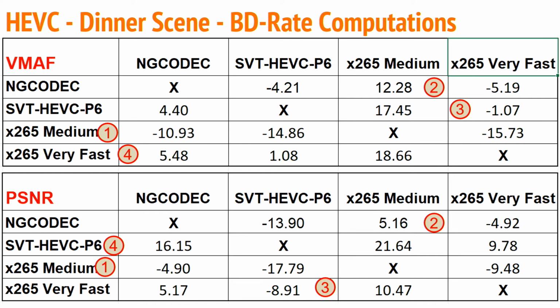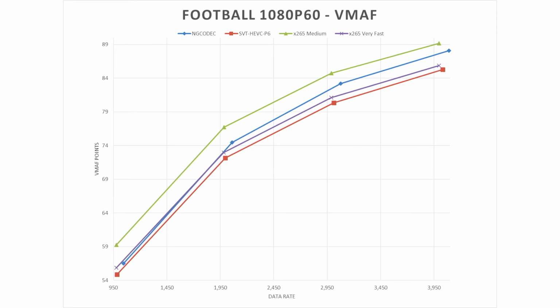So here's the quality rating for dinner scenes. And again, X.264 medium was first. NG codec was second. SVT HEVC was third. And then very fast was last. Here's football. Again, medium. Down here, at the lower range of the scale, we're seeing very fast and NG codec. And then SVT HEVC is the lowest performing there.